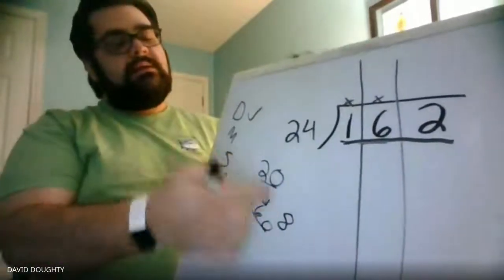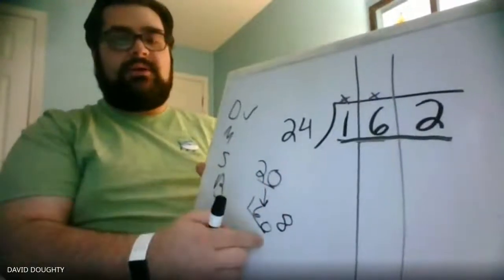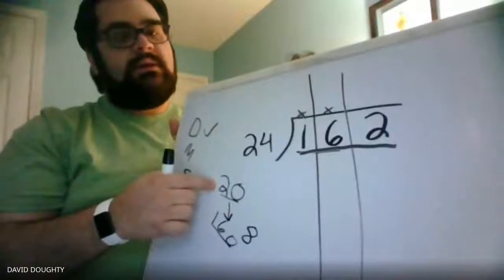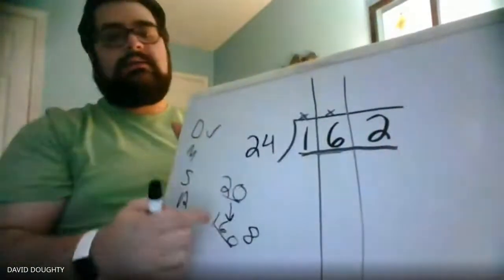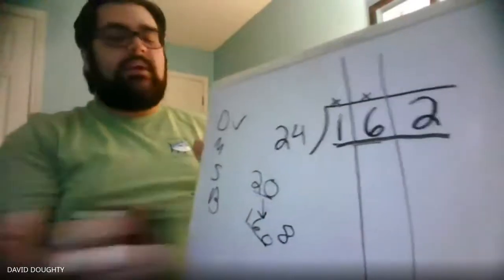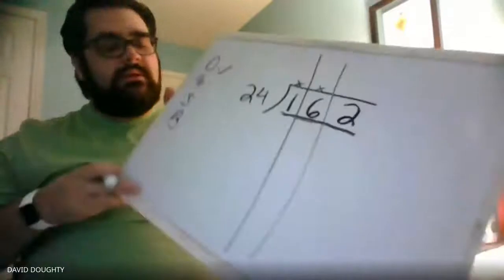So if 20 can go into 160 8 times, then 24, which is close to 20, can go into 162, which is close to 160, probably about 8 times. So 8 is a good starting point. Let's try that. It might be too little. It might be too big.